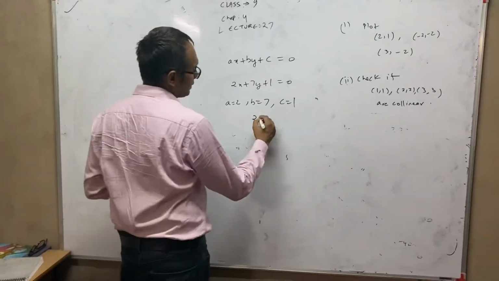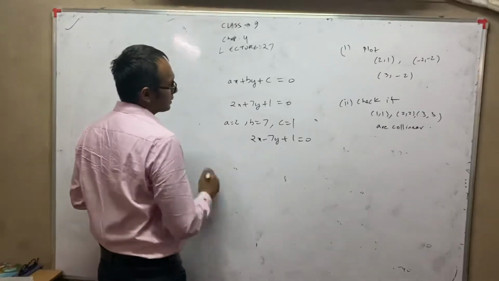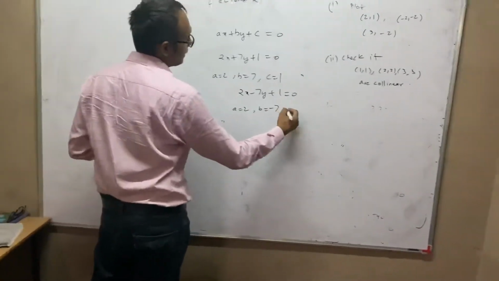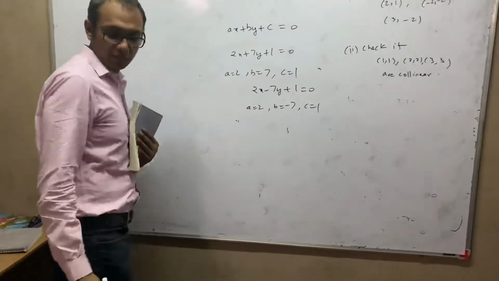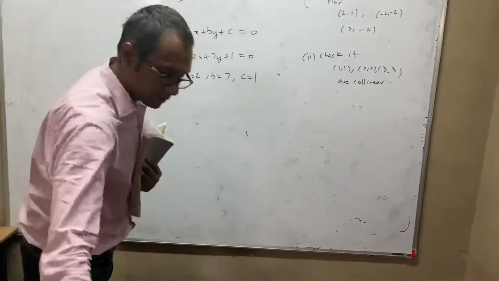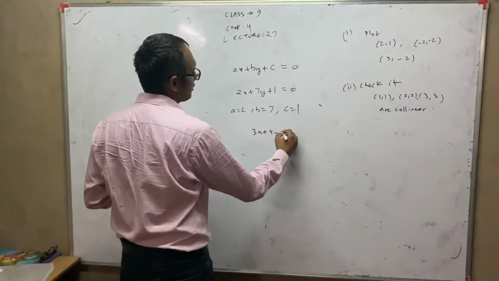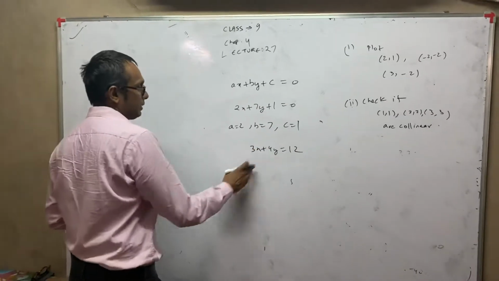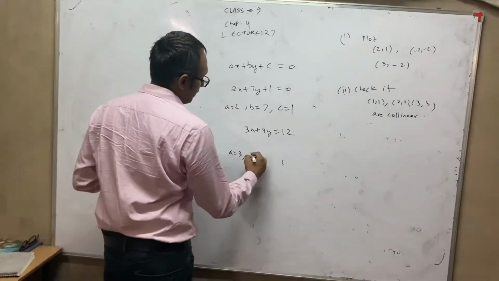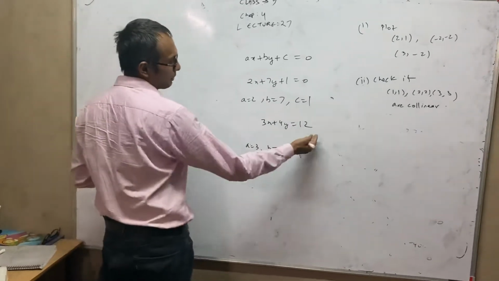Sometimes it is written like 2x minus 7y plus 1 equal to 0. So in this case, a is equal to 2, b is equal to -7, and again c is equal to 1. And suppose the sum is given as 3x plus 4y equal to 12. So obviously the value of a is 3, the value of b is 4, but before finding the value of c, you have to bring it to this side.